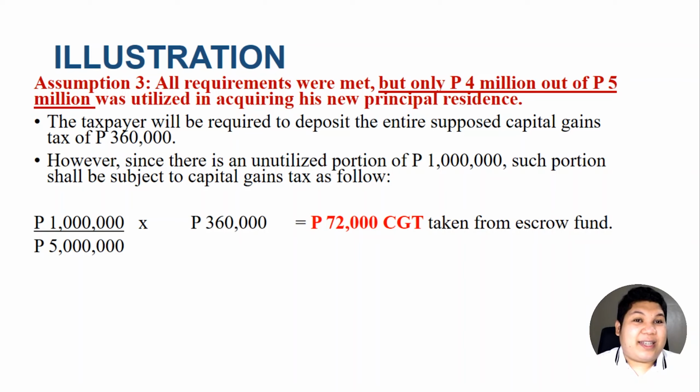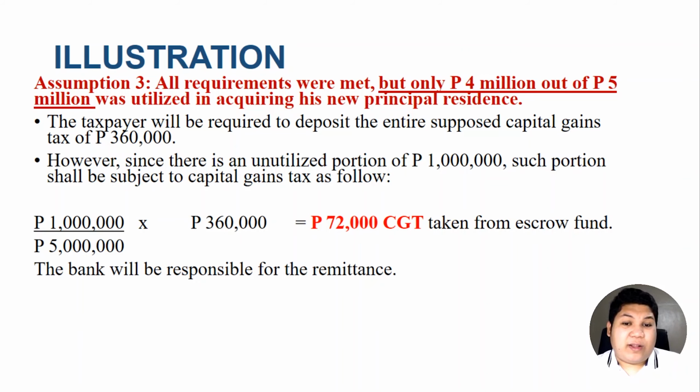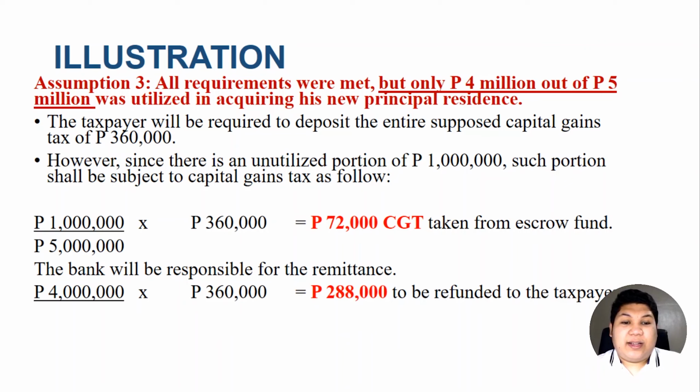Okay? So that is the capital gains tax to be taken out from the escrow fund. So remember that Napoleon deposited in an escrow fund amounting to 360. So instead of refunding the entire 360 to him, it will be decreased by 72,000 pesos. So the bank will be responsible for the remittance. So there will be an exemption still, but that only amounts to 4 million over 5 million times 360. So instead of refunding the entire 360 to Napoleon, 288 na lang.